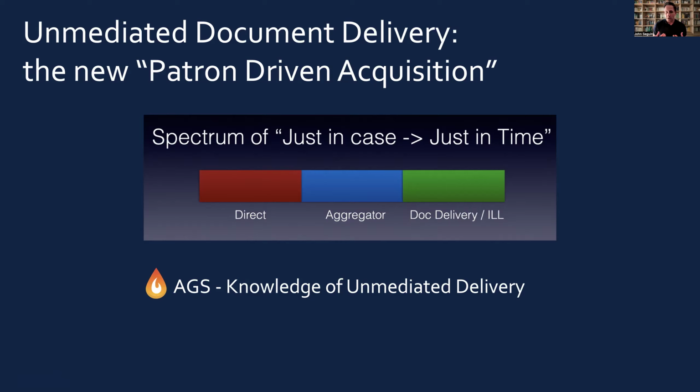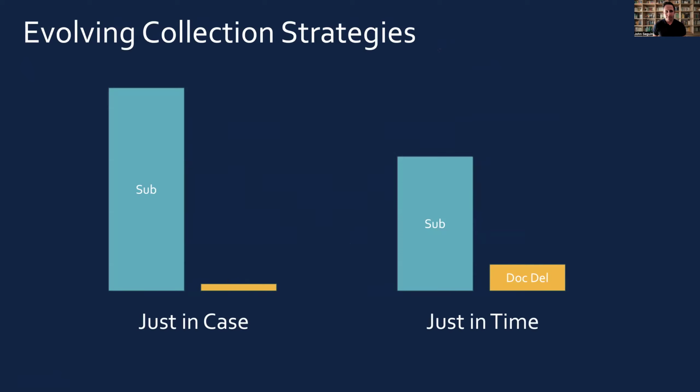With AGS, we're utilizing the knowledge of unmediated delivery. What items a library has selected for this unmediated delivery technology, either by the publishers they've selected or individual titles, to then make that available within the LibKey ecosystem.